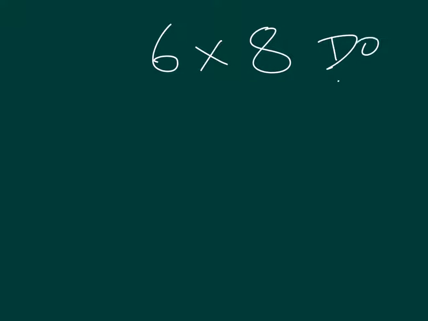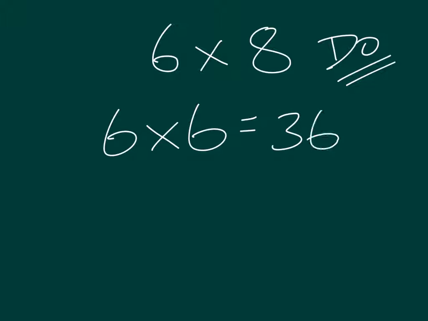Another strategy that we can use for multiplying is called skip counting. Let's say we want to find out 6 times 8. But we're not sure what 6 times 8 is. Well, I want you to think about what do you know? Well, I know that 6 times 6 is 36. And what we want to know now is 6 times 8.